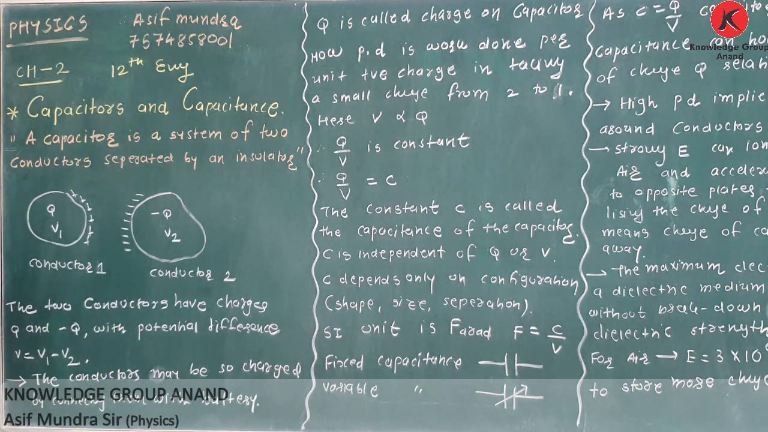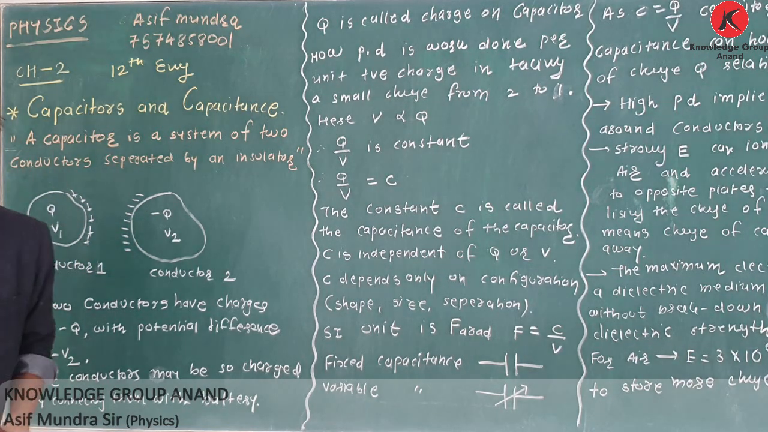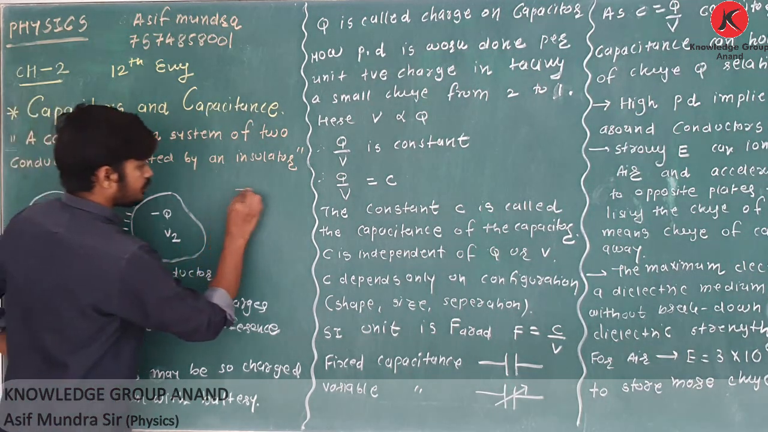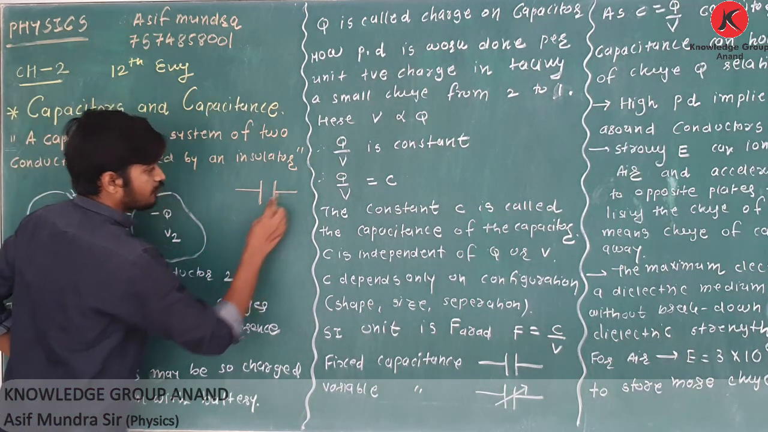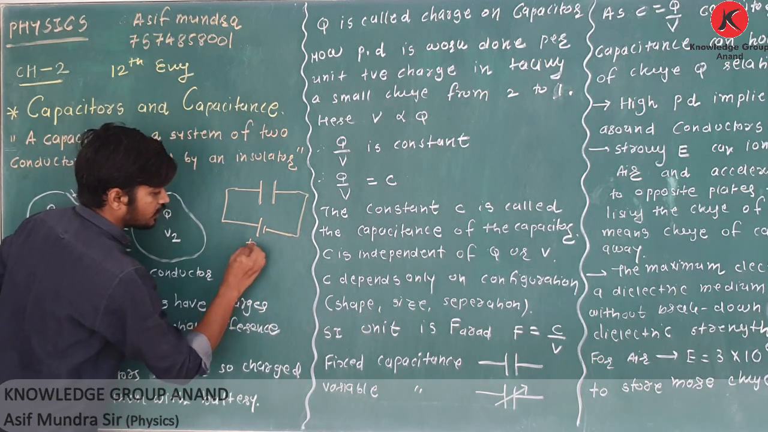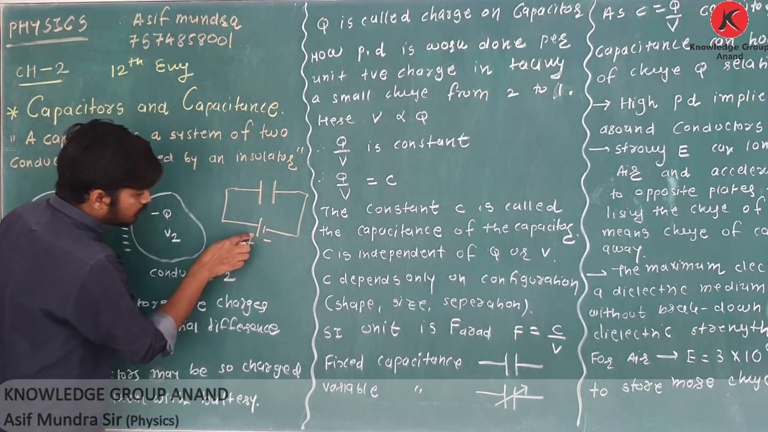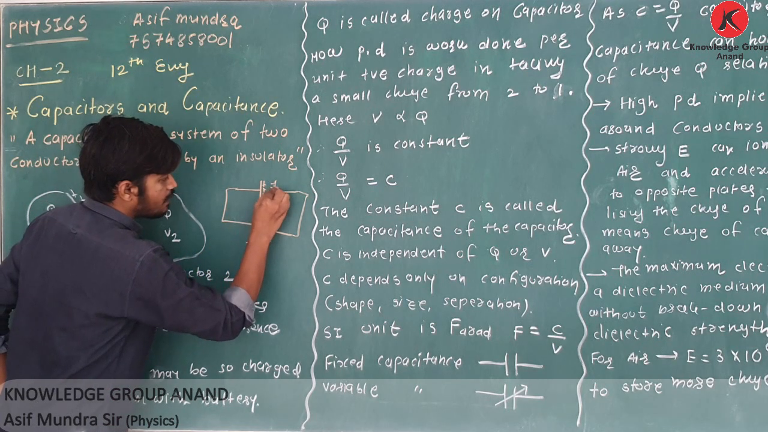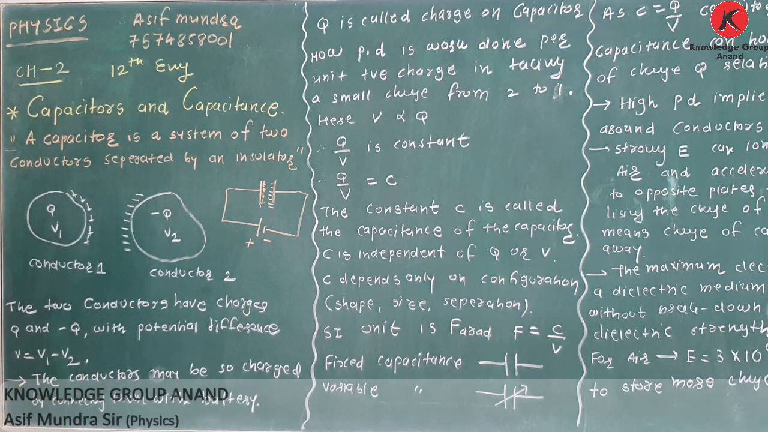Now you may ask, how are charges induced on these conductors? You have to connect a battery. For example, if we have two plates connected with a battery, with positive terminal and negative terminal, this plate connected to the positive terminal will become positively charged and this plate will become negatively charged. So these conductors are charged with the help of a battery.